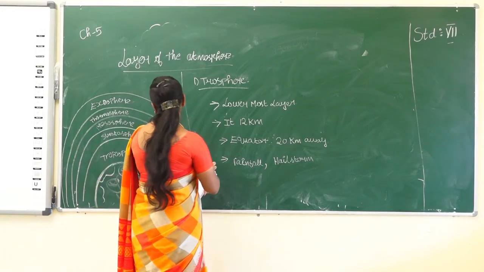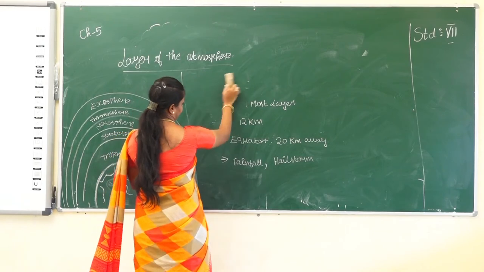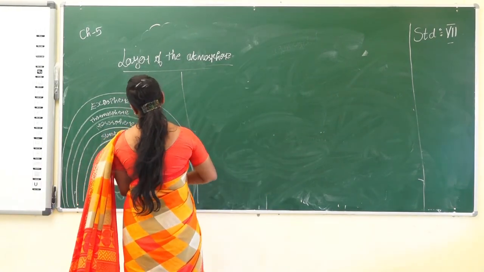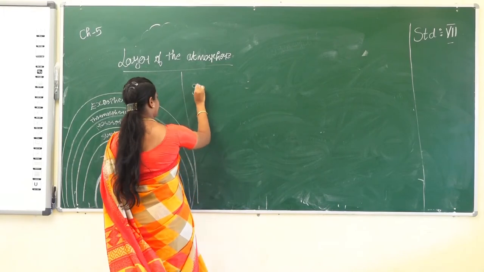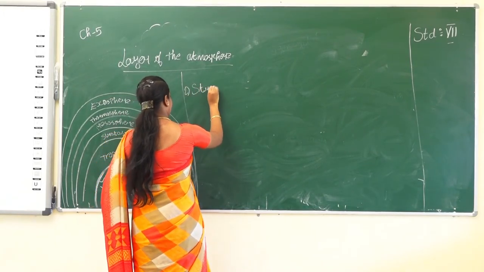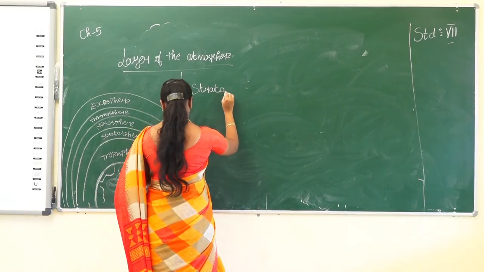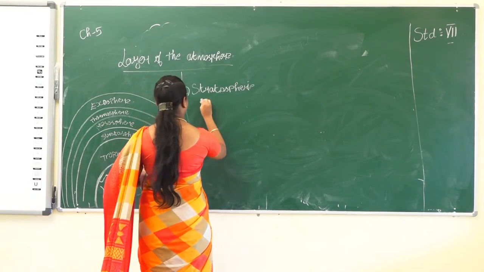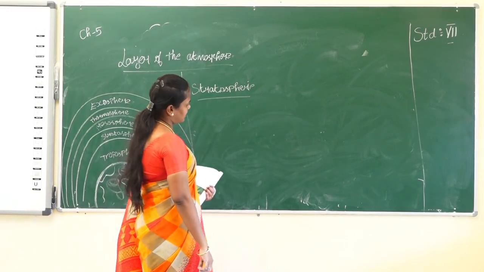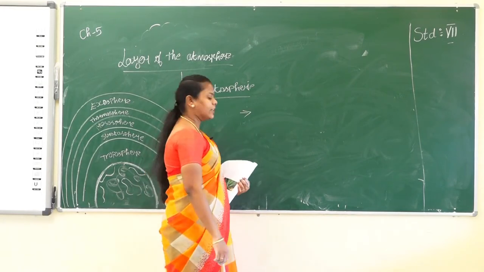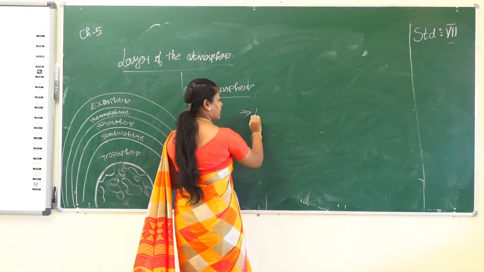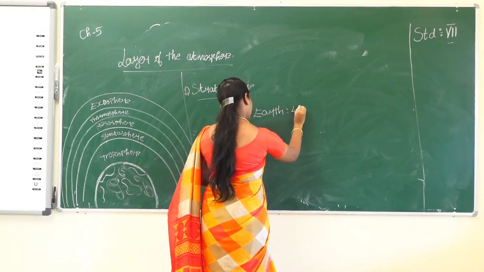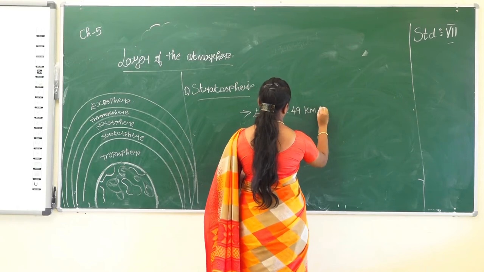Next, we will move on to the stratosphere. The first layer, the troposphere, is finished. Next, we are going to see about the stratosphere, the second layer. In the stratosphere, it is just 49 kilometers away from the Earth. From the Earth, how many kilometers is the stratosphere? It is just 49 kilometers away, right?